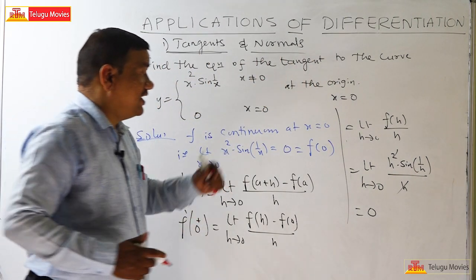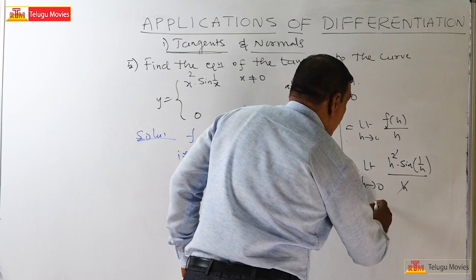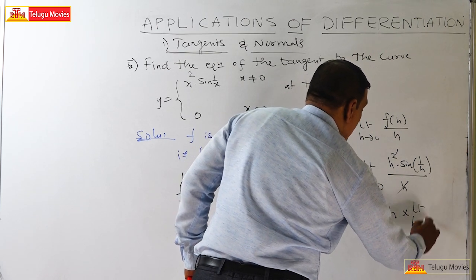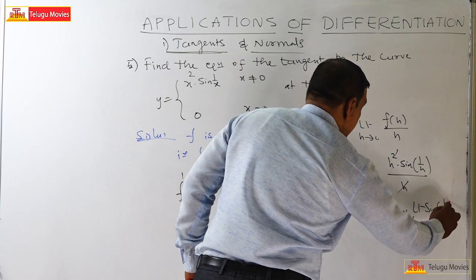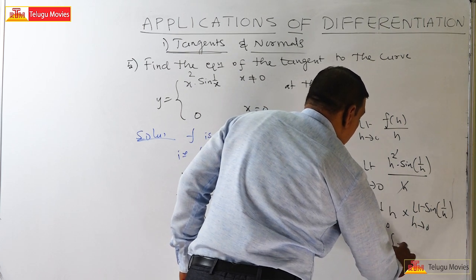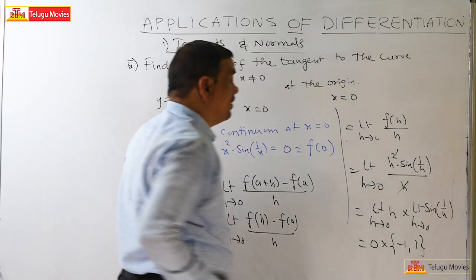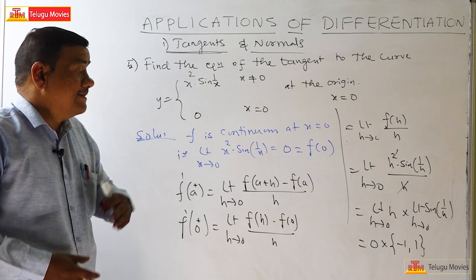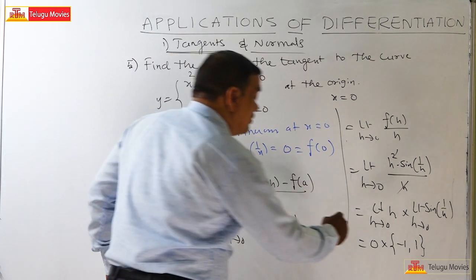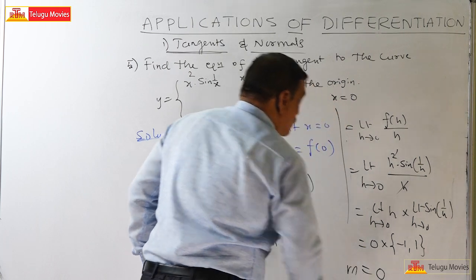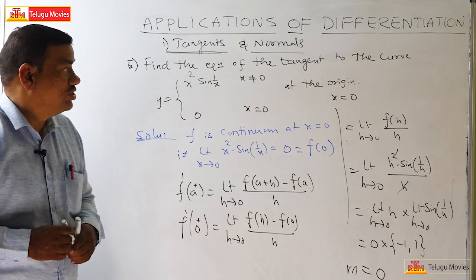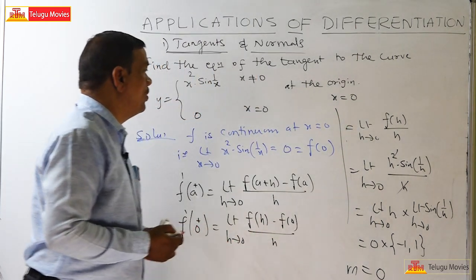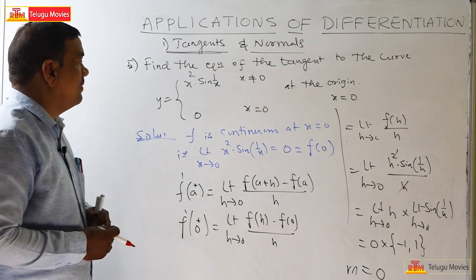How can you say that? See here, you can do like this. Limit h tends to 0 of h, into limit h tends to 0 of sine of 1 by h. This is 0 into any value between minus 1 to 1, a finite value. Limit h tends to 0 of sine of 1 by h is a finite value, so you will get 0. So the slope of the tangent is equal to 0 at the point x is equal to 0, and at the point y also will become 0.